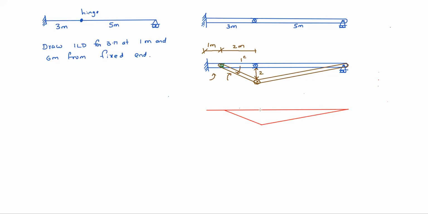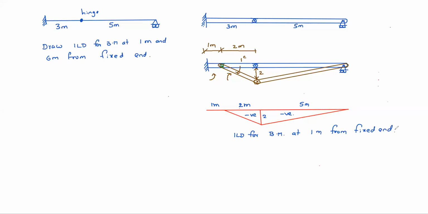Okay. This is 1 meter. This is 2 meter. This is 5 meter. This is 2 units. Negative, negative 2 units. Okay. This is ILD for bending moment at 1 meter from fixed end.